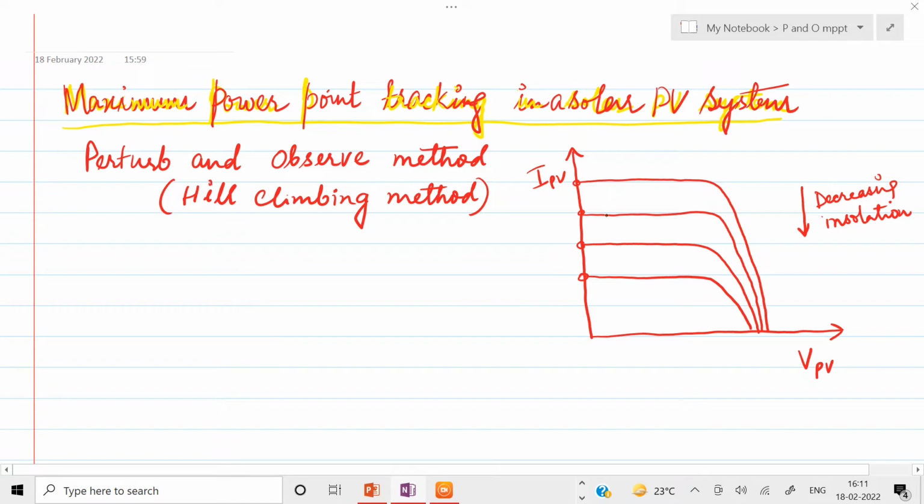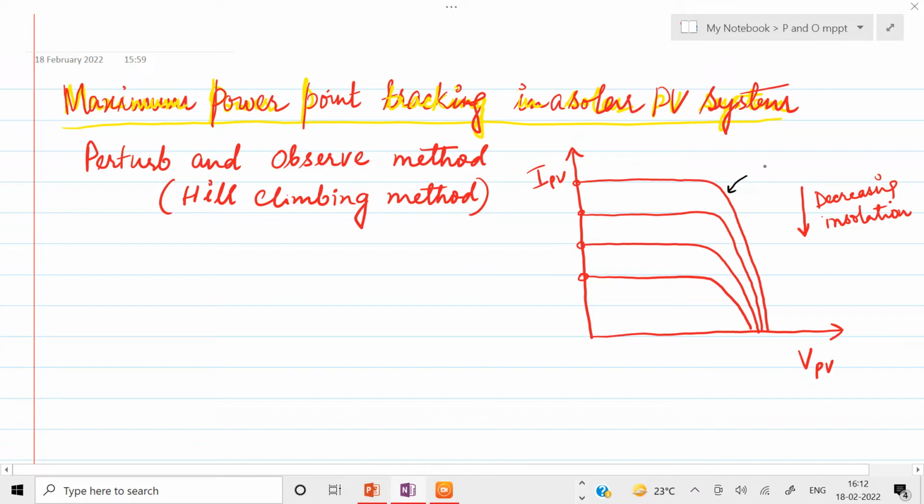the IV characteristic of a PV cell, and if these cells are connected in series to form a panel, and these panels are connected in series parallel fashion to form an array to obtain some useful power out of it for feeding it to load.